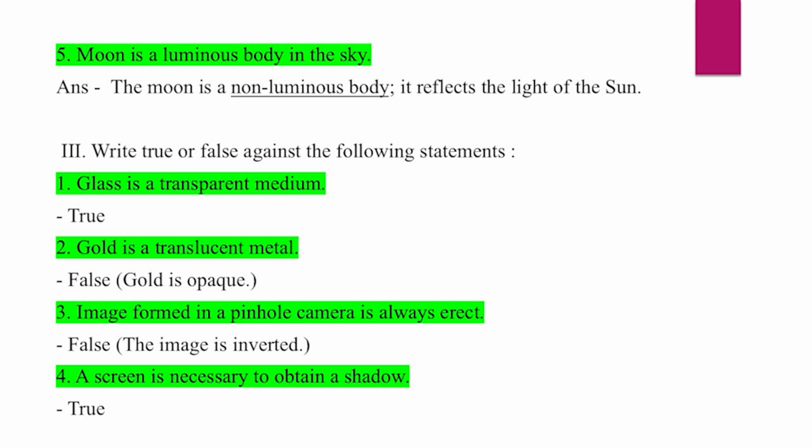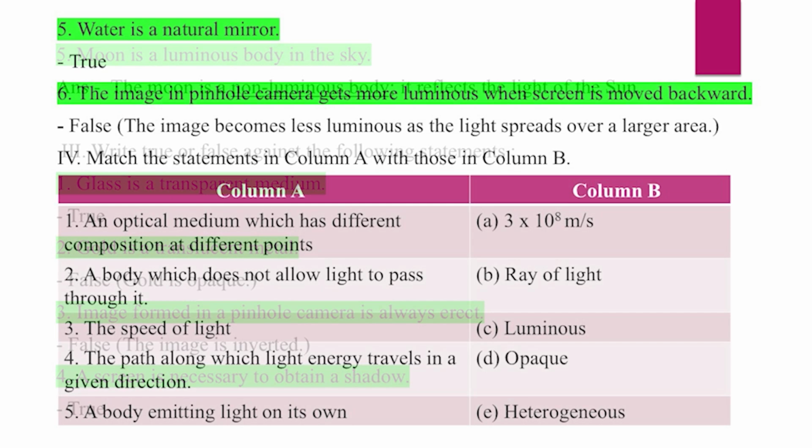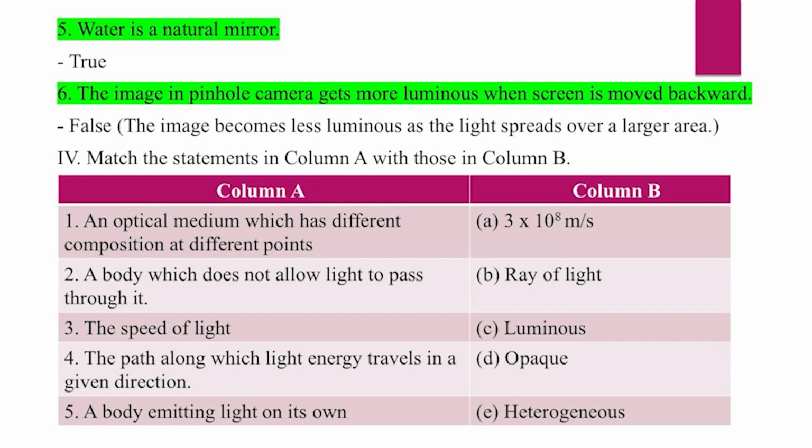III. Write true or false against the following statements. 1. Glass is a transparent medium. True. 2. Gold is a translucent metal. False. Gold is opaque. 3. Image formed in a pinhole camera is always erect. False. The image is inverted. 4. A screen is necessary to obtain a shadow. True. 5. Water is a natural mirror. True.